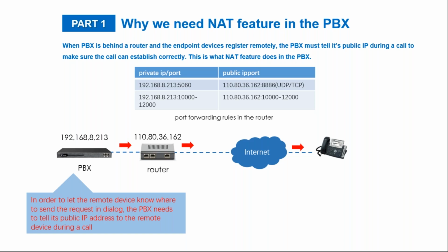So let's see, our PBX has been deployed in the office with a very specific private IP address, which is 192.168.8.213. All right. And my IP phone has been deployed in my house. Okay. So if I try to register my IP phone on the PBX, I cannot register that thing on this PBX directly because this is the public network, the internet.